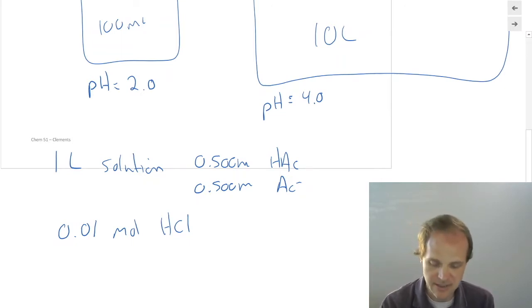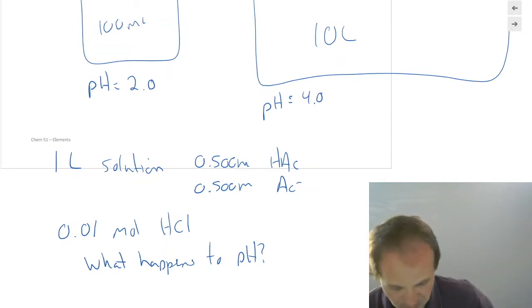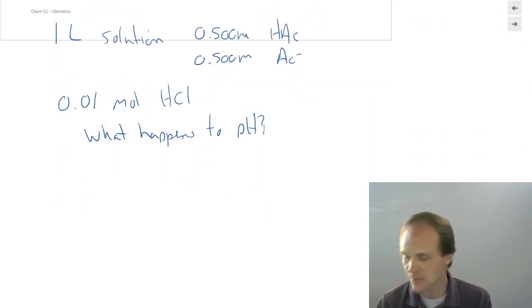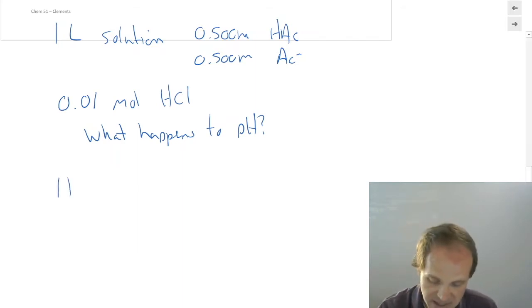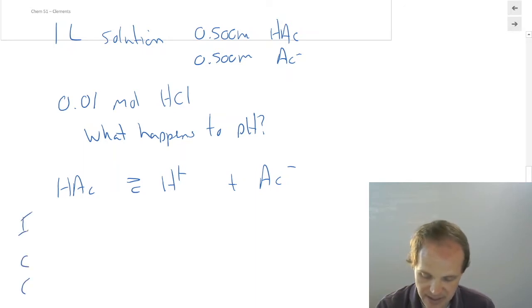So what we're going to do is see what happens to pH. We figured out in the last slide that the pH of this buffer solution was 4.74, and so let's see what happens to the pH when we do this. Well, this is also just some sort of problem where we've got a bunch of concentrations, they change over time, and then we solve for that. So let's try to set up our good old ICE table here. HAc goes to H plus plus Ac minus. We've got I, C, and E.